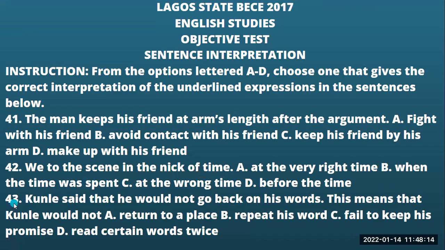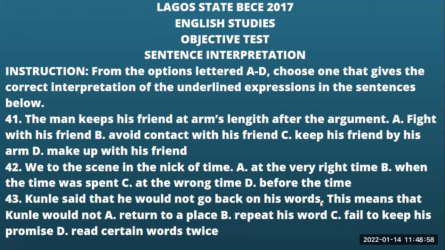Now, question number 43. Kunle said that he would not go back on his words. Again, you can use imagery to try to figure this out. Examine the image of going back. You have said something, and then you are going back on your words. The picture of going back means you have decided to go on with something, and all of a sudden you rescind your decision. That's what it means. Kunle said that he will not go back on his words.